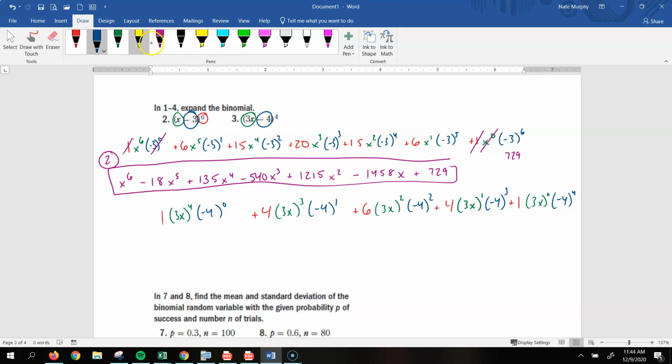So for the first one, negative 4 to the 0 power is 1. 1 again doesn't have an impact. 3 to the 4th is 81, so we're going to have 81x to the 4th. Over here, the next term, negative 4 to the 1st power is just negative 4. And we have 3 cubed. 3 cubed is 27. So we have 4 times 27 times negative 4. When you do that, you get negative 432. And then we have x cubed.